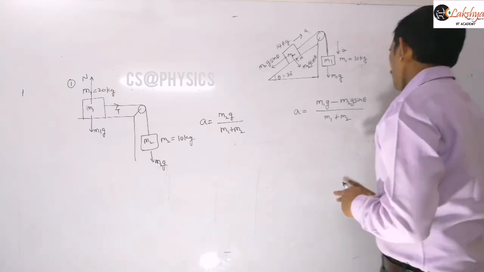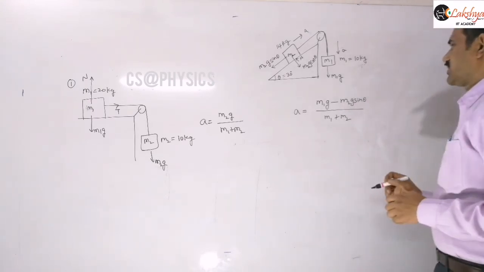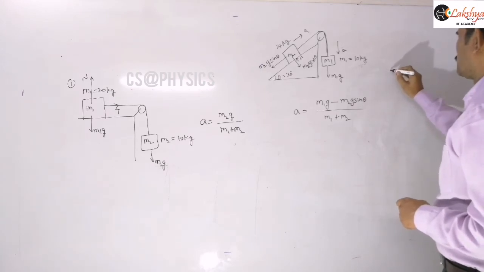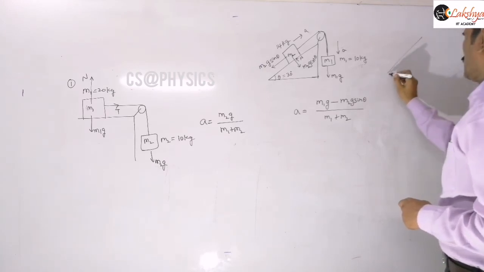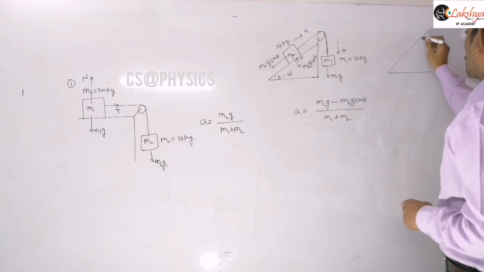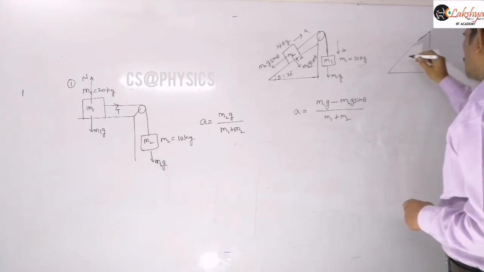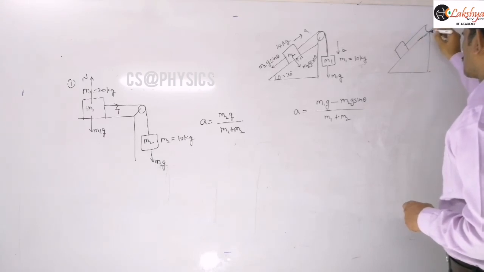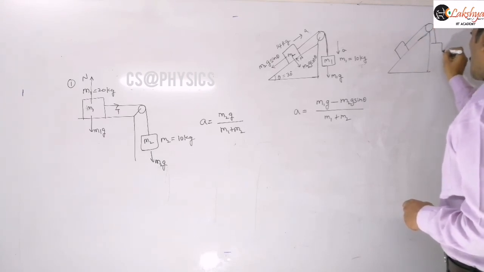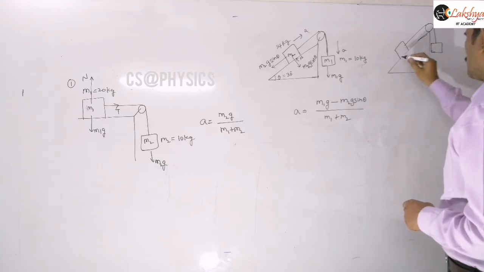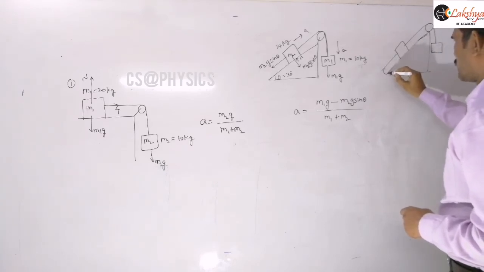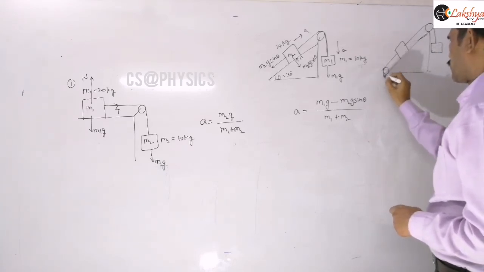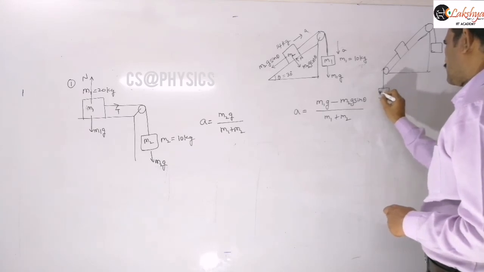Now let us take a further extension here. I am taking an inclined plane where this pulley is connected like this, and one block is there on the incline and another block is hanging like this. Here one more pulley is connected, so that one more block is hanging like this.